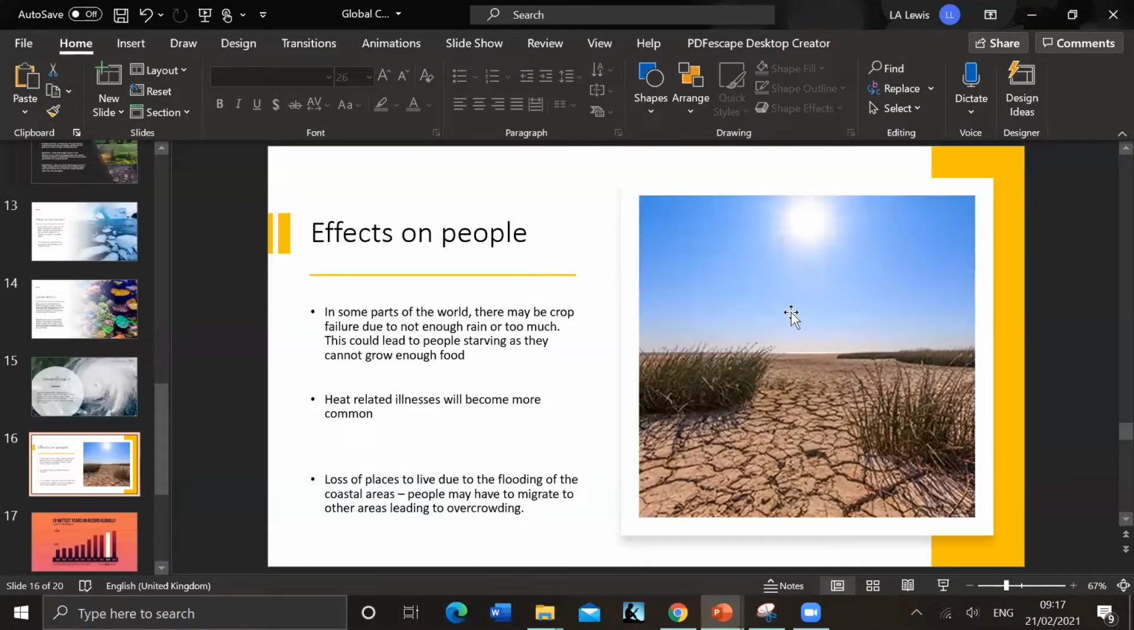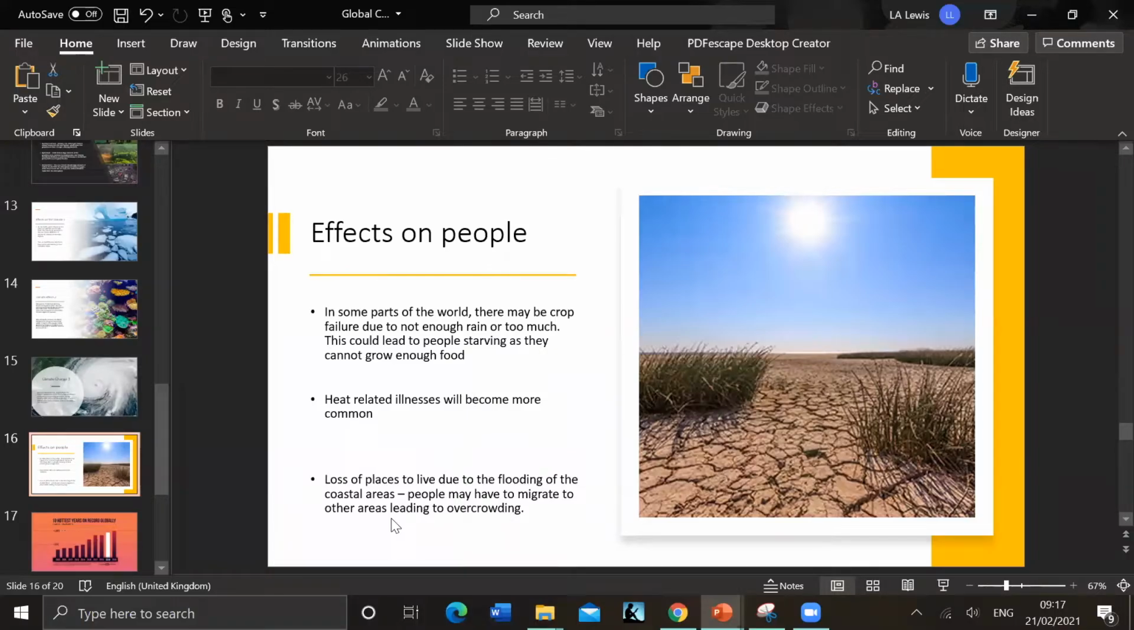Okay, so in some parts of the world, there may be crop failure. So it means that the crops like the wheat and the rice and oats that we depend on will not grow. So it could lead to people starving as they cannot grow enough food. Obviously, a very serious thing. Heat-related illnesses will become more common as the world warms.